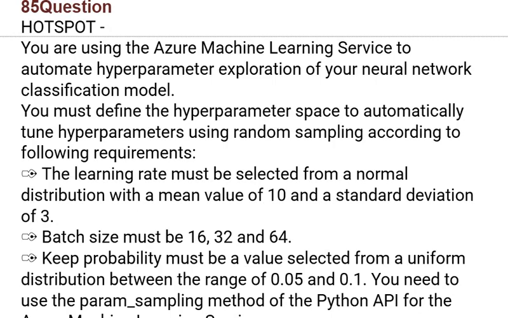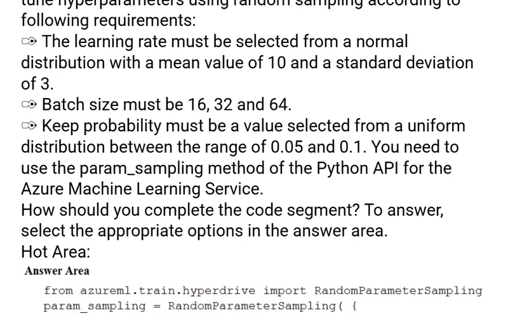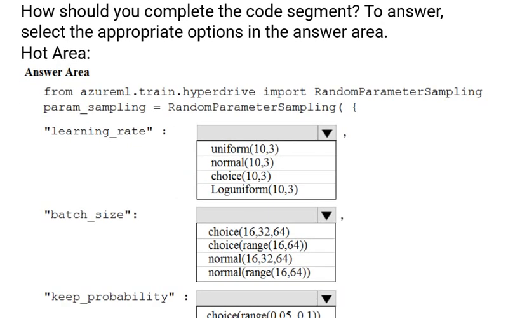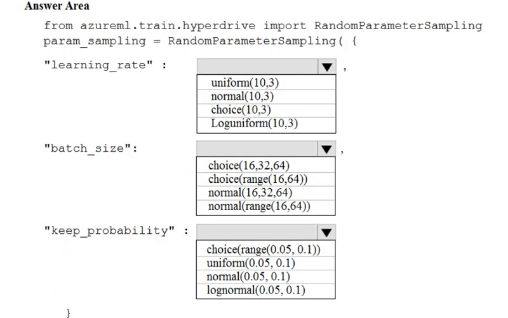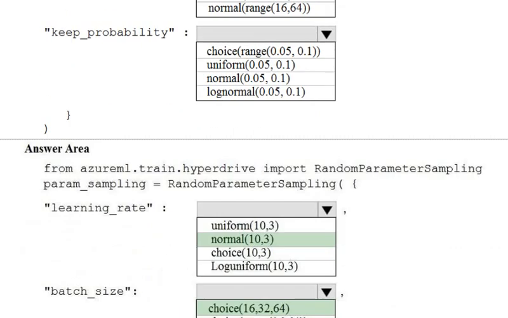Third, keep probability must be a value selected from a uniform distribution between the range of 0.05 and 0.1. You need to use the param_sampling method of the Python API for the Azure Machine Learning Service. How should you complete the code segment? To answer, select the appropriate options in the answer area. Please see this section. And this is the correct answer.